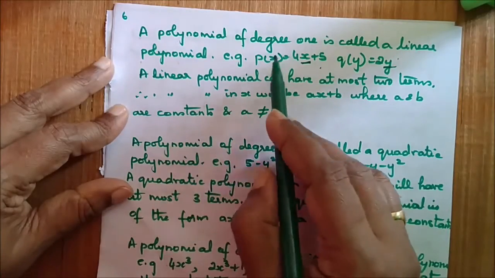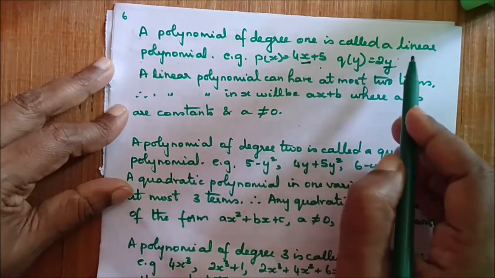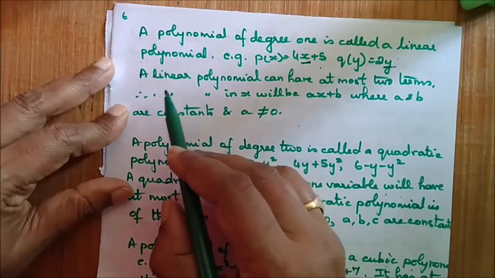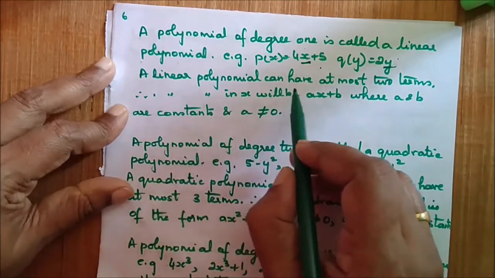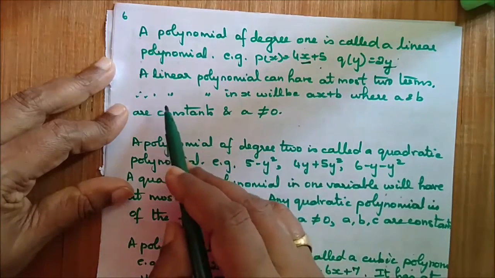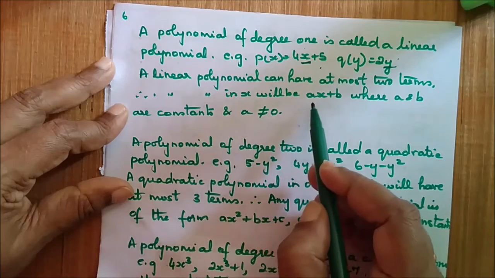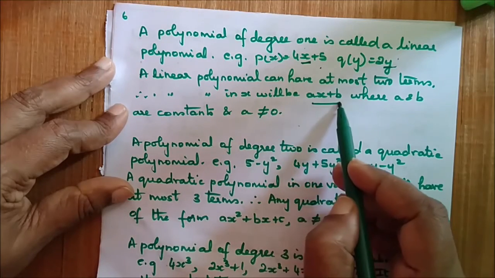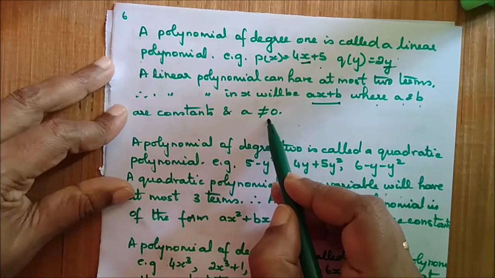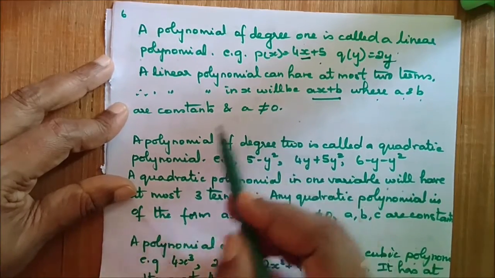A polynomial whose degree is 1 is called a linear polynomial. So a linear polynomial can have at the most 2 terms. A linear polynomial in x will be of the form ax plus b, where a and b are constants and a is not equal to 0.